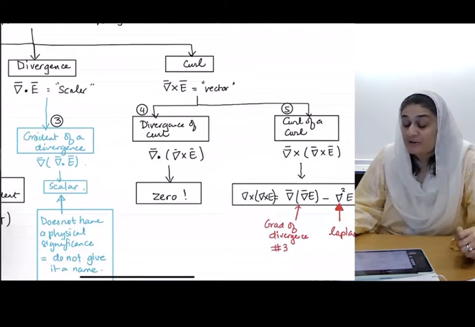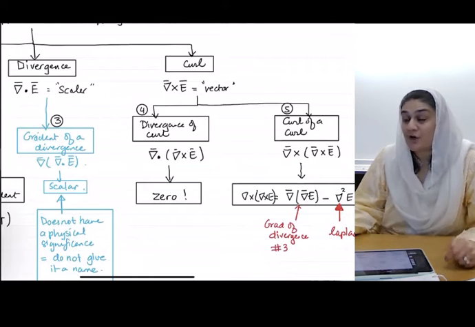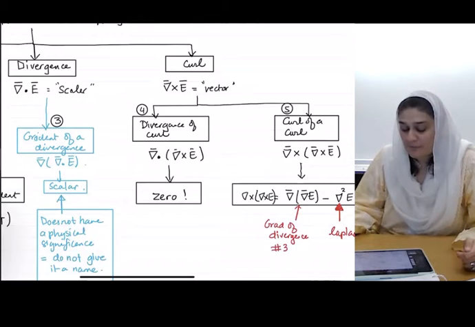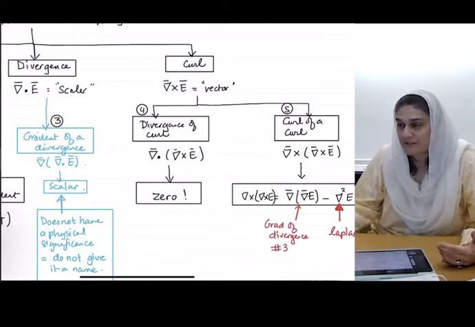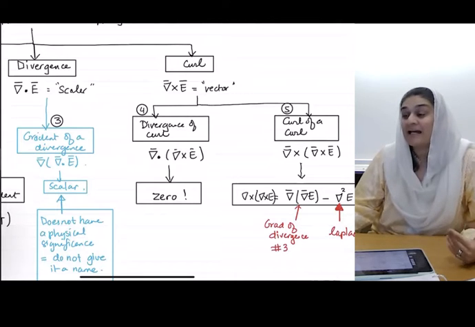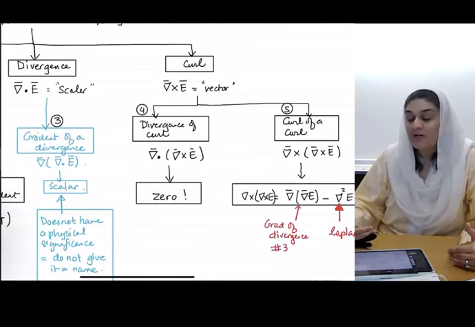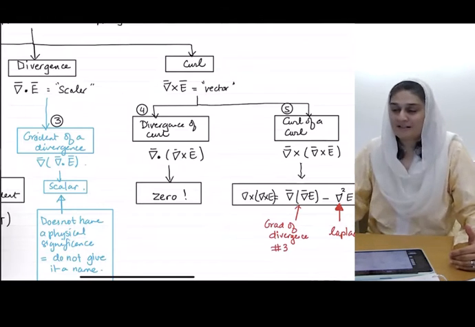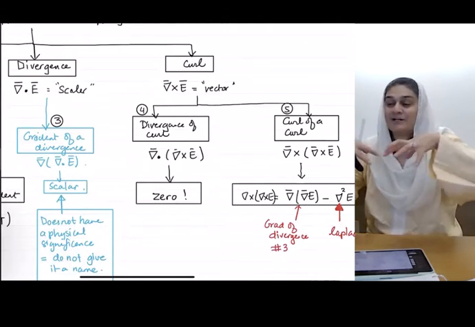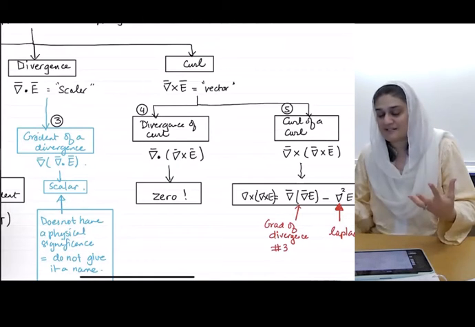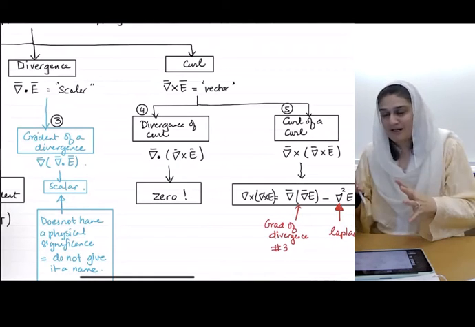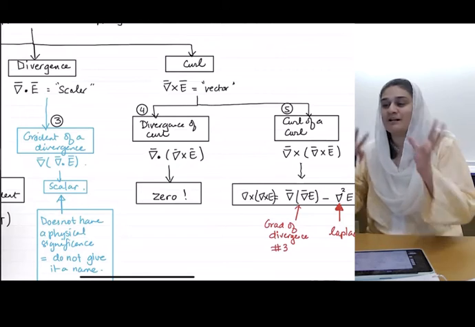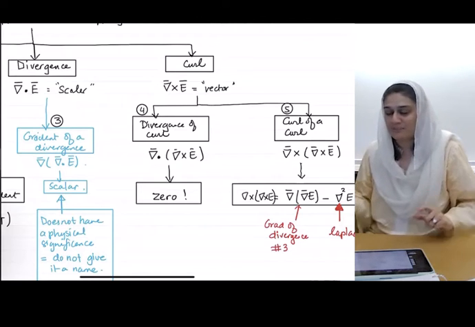So the gradient of divergence on its own doesn't mean anything. Remember we said it doesn't have a physical significance? But it becomes useful when we talk about the curl of a curl. Now suddenly, when it gets added onto a Laplacian, it gives us stuff. Okay, keep that in the back of your mind. We'll come back and revisit it in later chapters.